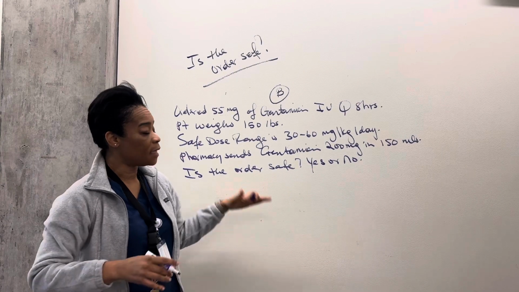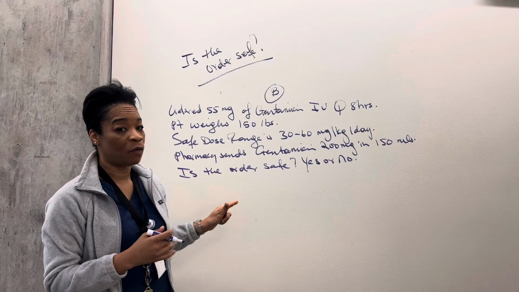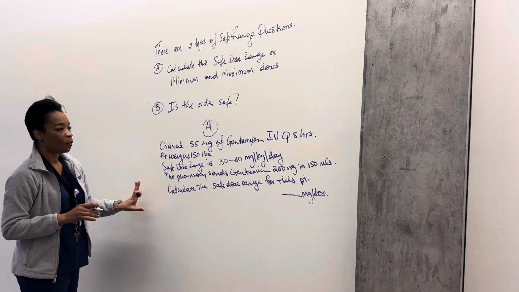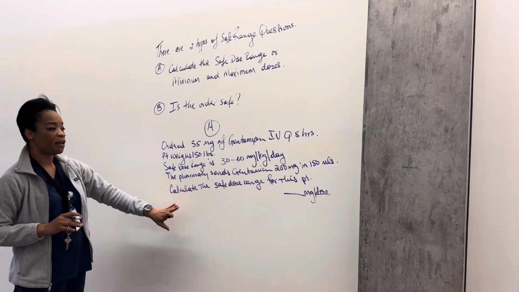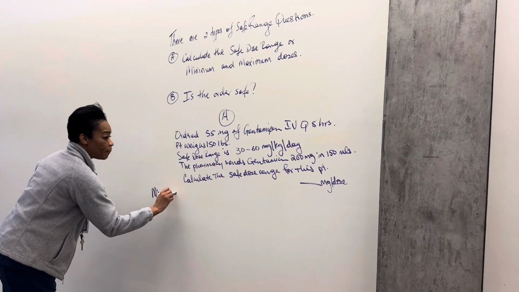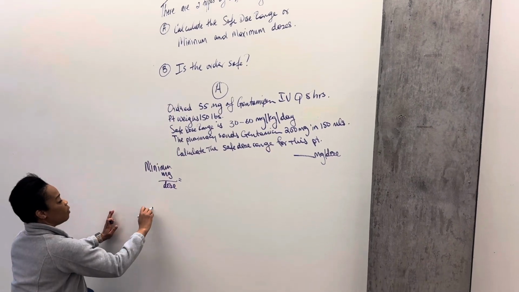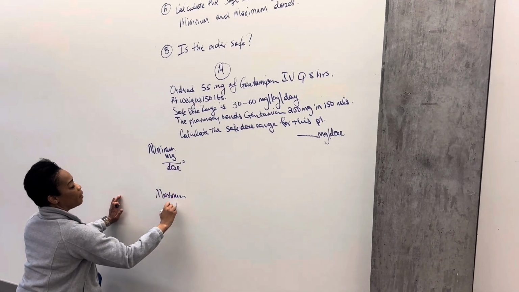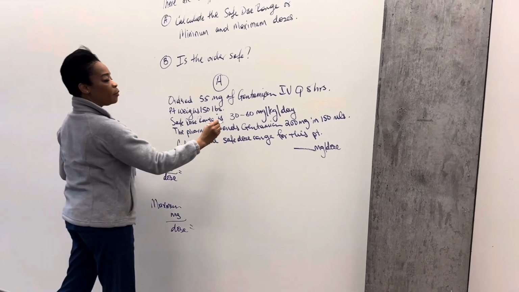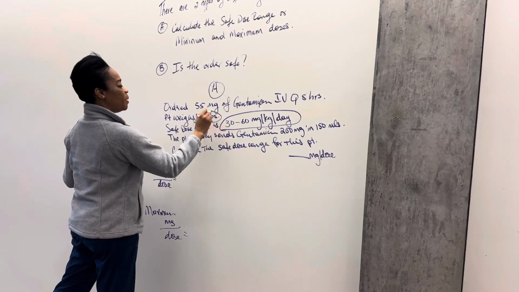So what I'm going to do today is I'm going to start with the regular safe range question. I'm going to work that, and then we're going to come back over here. So let's backtrack. All right. So here we have the order, and they want the safe dose range. So they want the minimum milligrams per dose, and that's usually given, or they want the maximum milligrams per dose. So I am literally going to focus on this information and the patient weight.